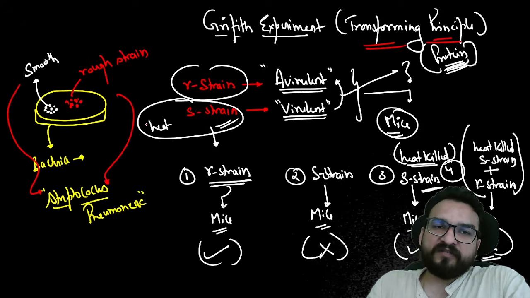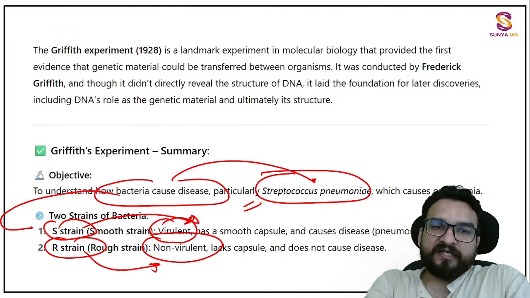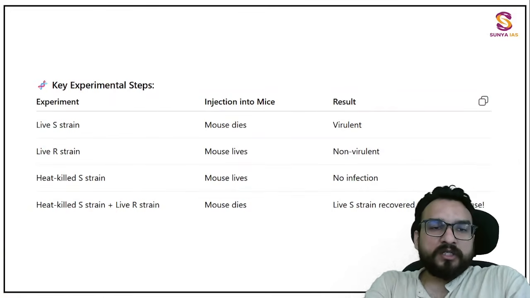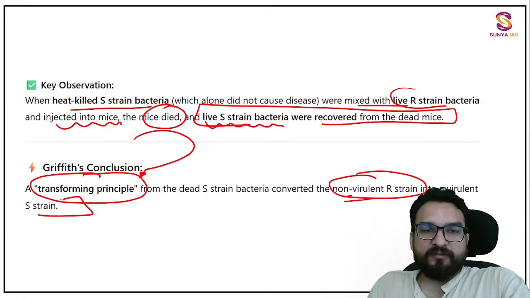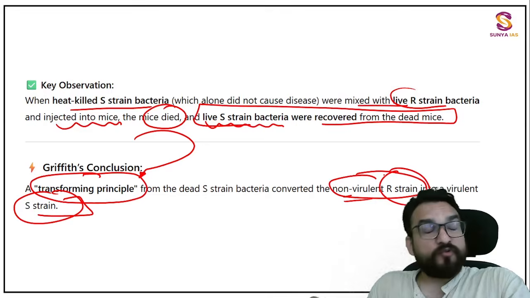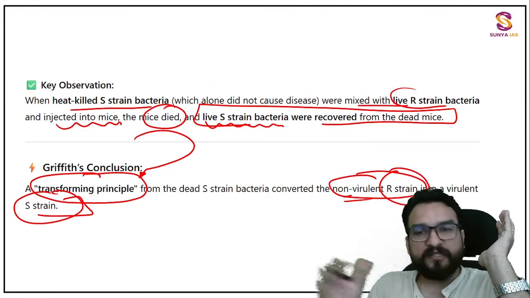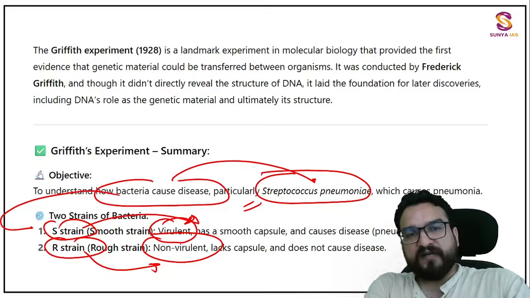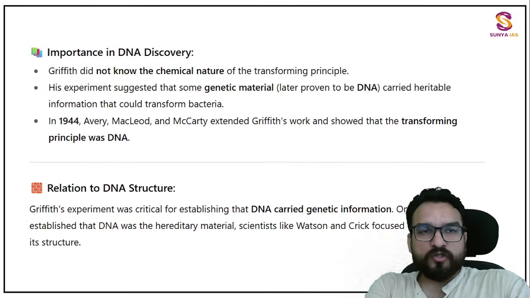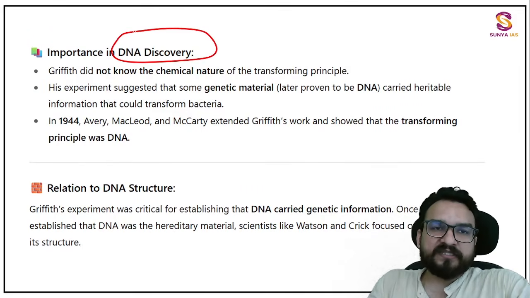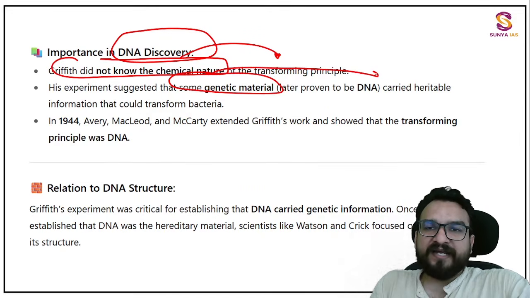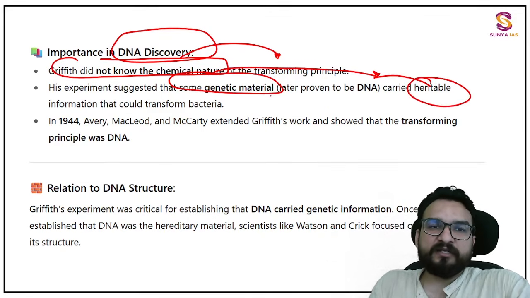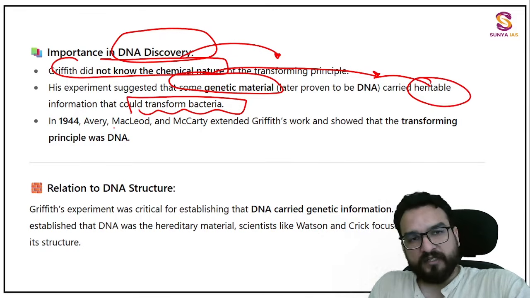Why? Because something must have transformed from this heat killed bacteria to this particular non-virulent R strain into a virulent S strain. S strain and R strain will not confuse you. Write it very simple, guys. So simply you write it, right? So in this way, you will be writing that this was inconclusive, but it was important in DNA discovery. Though Griffith did not know the chemical nature of the transforming principle, he suggested that something has been carried out, heritable information that could transform the bacteria over here.